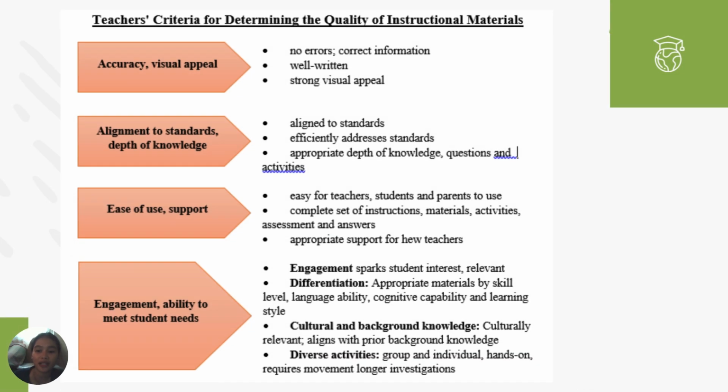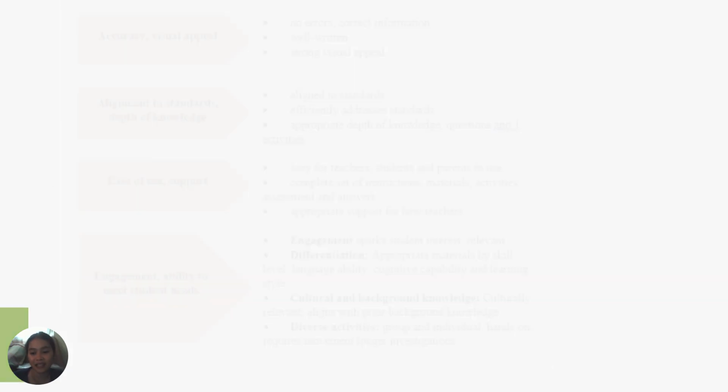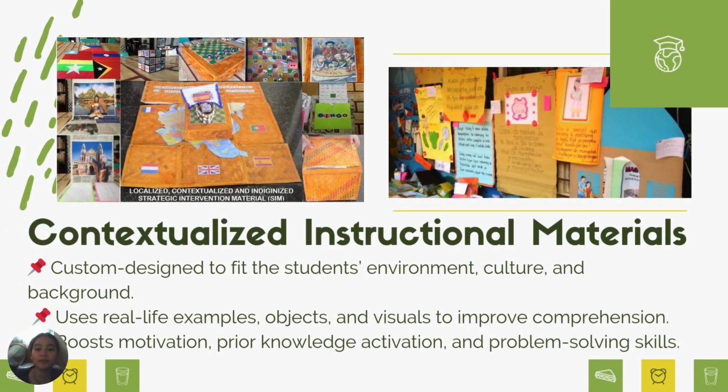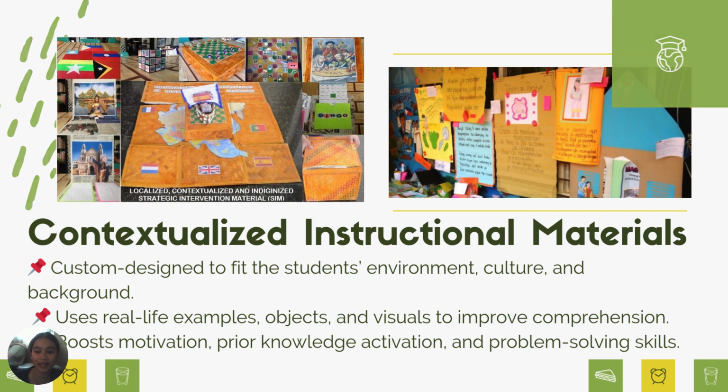Next would be evaluating the quality of instructional materials. A study of Buglardan and others titled How Teachers Judge the Quality of Instructional Materials outlines the following criteria: accuracy and visual appeal, alignment to standards, ease of use, student engagement and differentiation, cultural relevance. Using these criteria ensures that the instructional materials are effective, reliable, and engaging. Next, we also have contextualized learning materials. These are customized resources tailored to students' backgrounds, culture, and real life experiences.